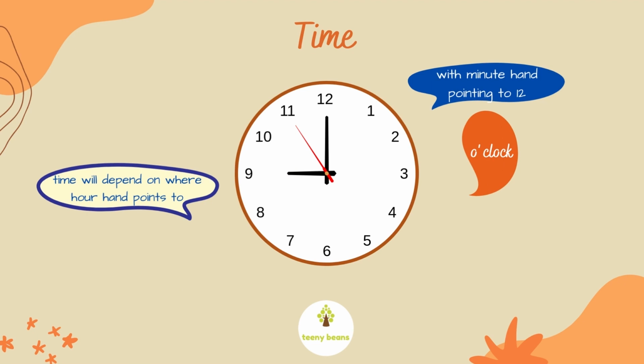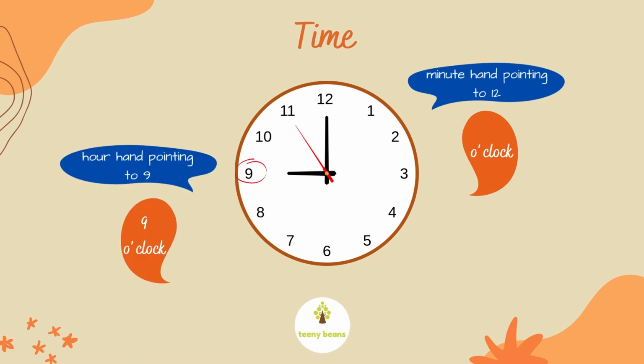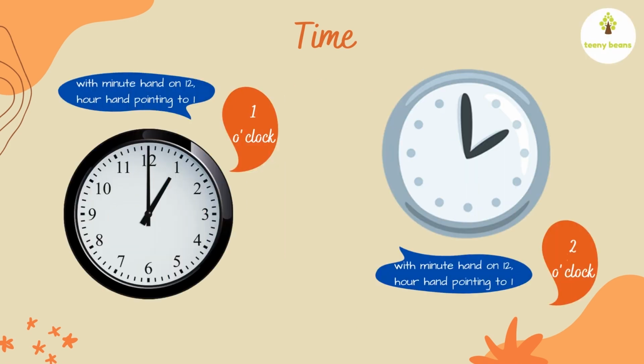Whenever the minute hand points to 12, we say o'clock. With the minute hand pointing to 12, we check which number the hour hand is pointing to. Let's say number 9. We say the time is 9 o'clock. So, with the minute hand on 12, if the hour hand is on 1, it will be 1 o'clock. With the hour hand on 2, time will be 2 o'clock and so on.